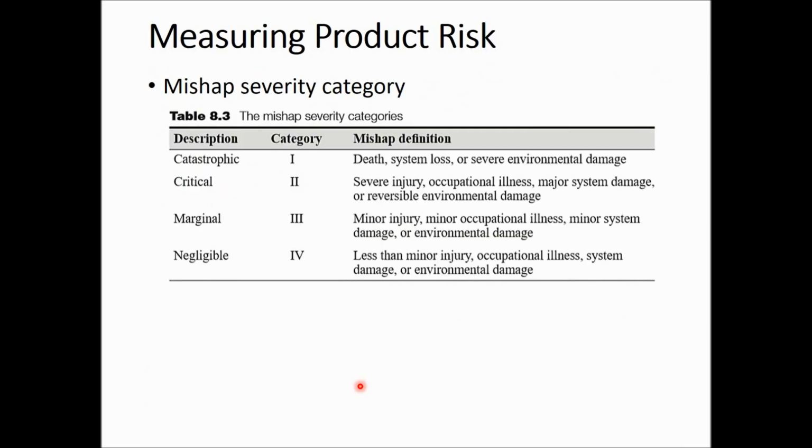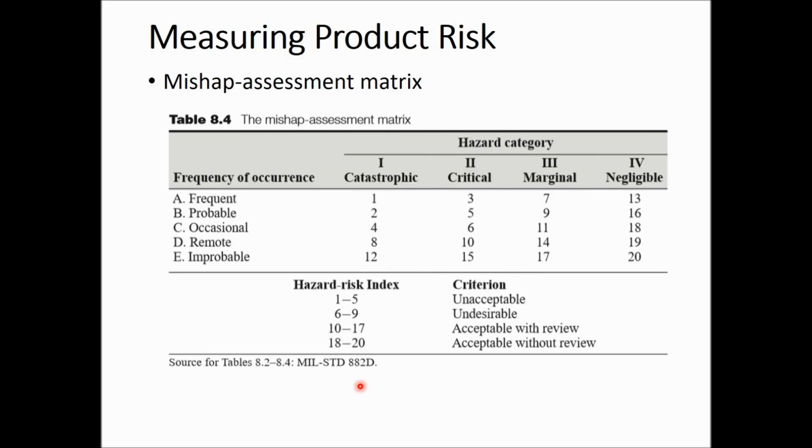And then they have categorized the kinds of failures into severity levels. Catastrophic failures, where very dangerous things can happen, like death or system loss. And there can be critical failures, which cause severe injuries to the environment or people. And there can be a marginal level of severity, and of course, severity can be negligible.